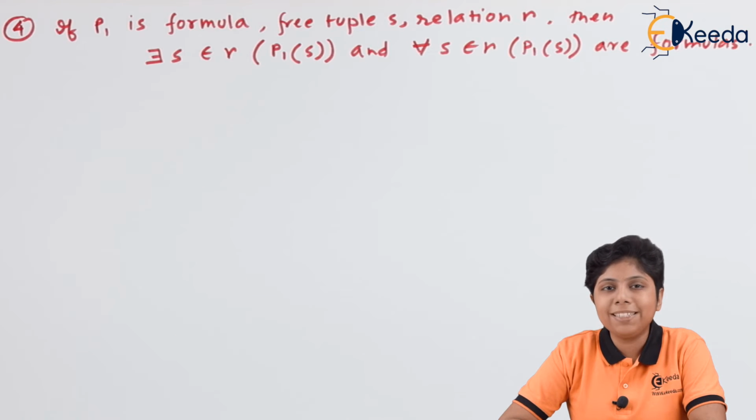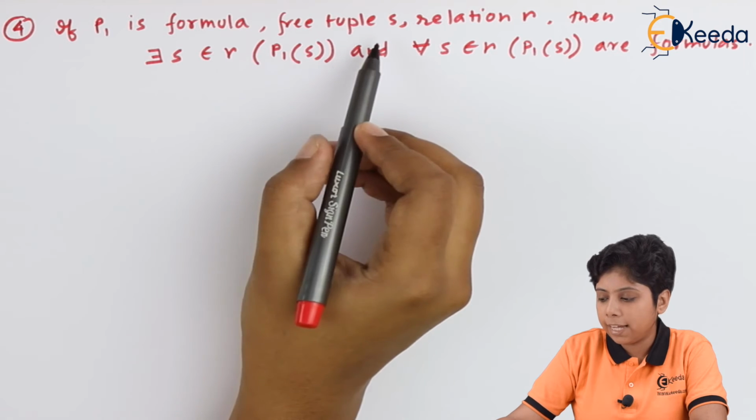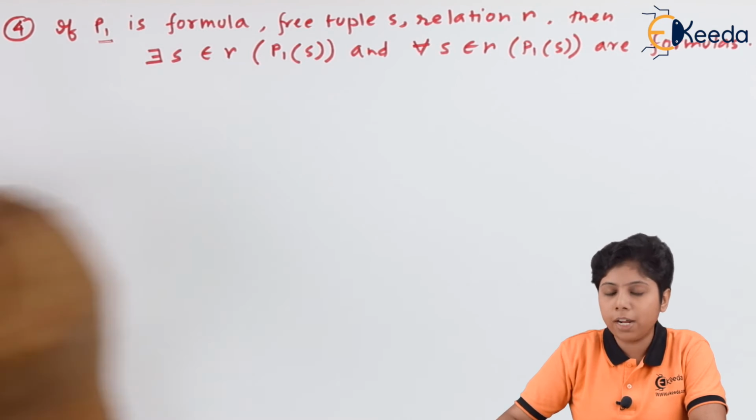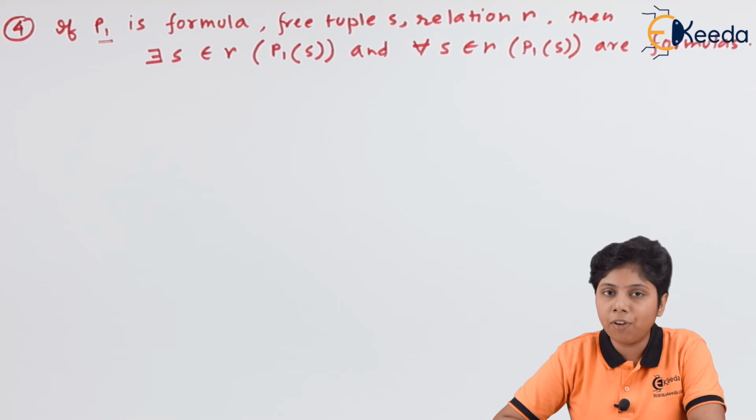Now for our next consideration, we should take T as the tuple, S as a free tuple, R as a relation and P1 as a formula. We have defined all three of these previously. Now we should look at what other formulas can be built on these conditions.